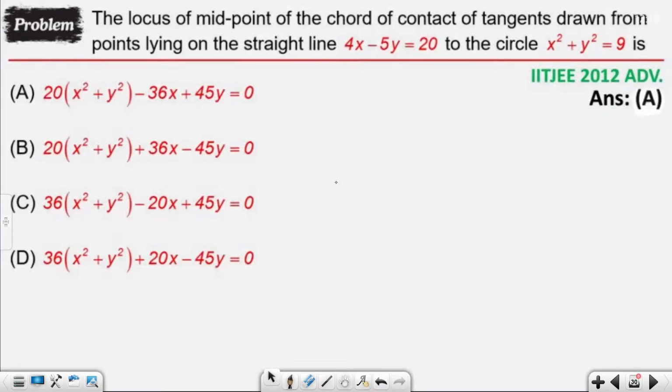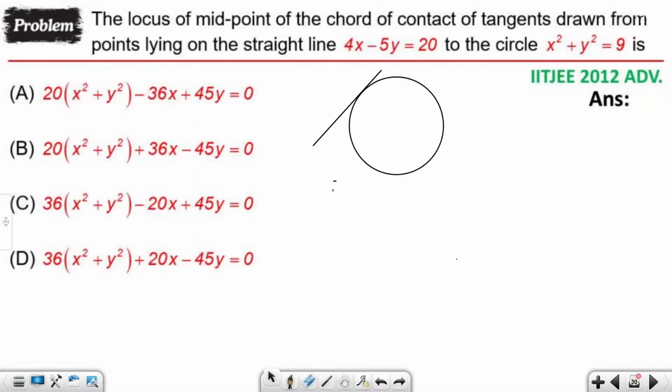Right? We have drawn two tangents here, and they have said that this is a point. This is the chord of contact, isn't it so? This is the chord of contact. Okay. Now, let me just give a name. Let us say this is my A, this is my B, and this is my P.